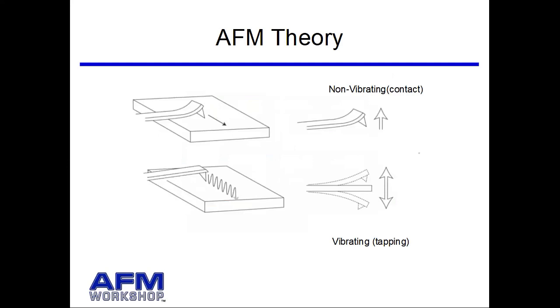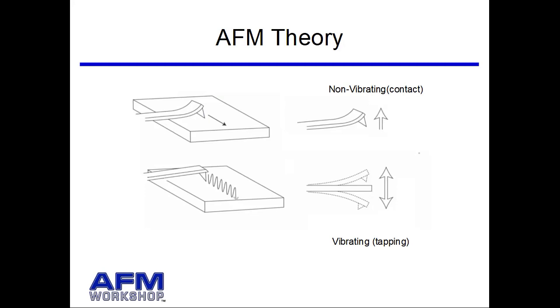So there are two basic scanning modes for measuring topography. One is called non-vibrating or contact mode. The other is called vibrating mode or tapping mode. In the non-vibrating mode, you just measure the deflection of the cantilever and you keep that constant as you scan across the surface. So the Z piezo goes up and down to keep that constant.